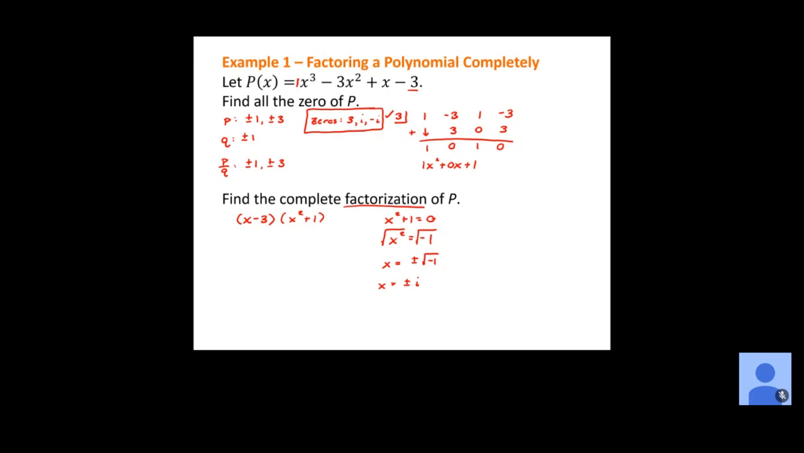Now, remember we said that we get this down to a complete linear factorization, meaning that all of our exponents would just be x to the first power. If I were to do that, then this would be x minus 3. What factor would give me i as a 0?